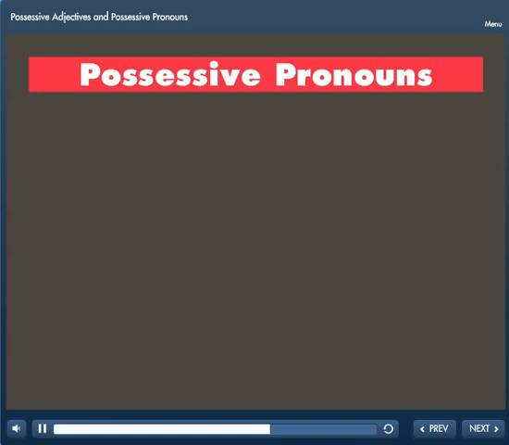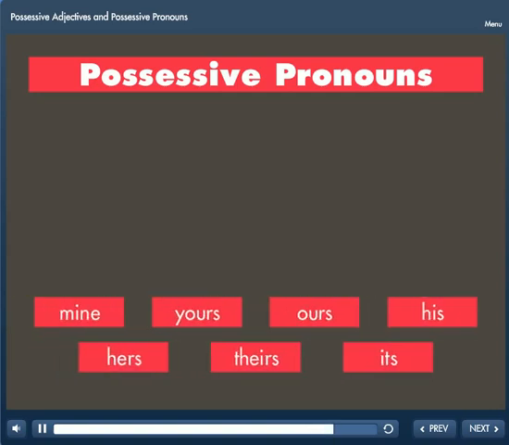An easy way to remember the difference between possessive adjectives and possessive pronouns is that possessive adjectives come before a noun and possessive pronouns can only come after. Here are the 7 possessive pronouns. Note that most of them are spelled just like the object pronouns, but with an S at the end.